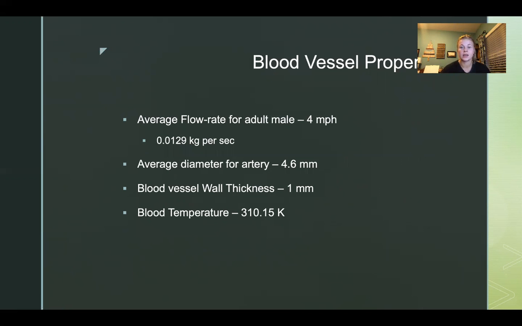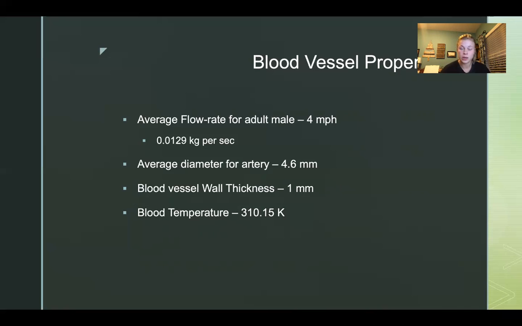simulation, to replicate a blood vessel, are as follows. The average flow rate for an adult male is about 4 miles per hour, which works out to 0.0129 kilograms per second, and that is the value I used in my flow simulation. The average diameter for an artery is 4.6 millimeters.